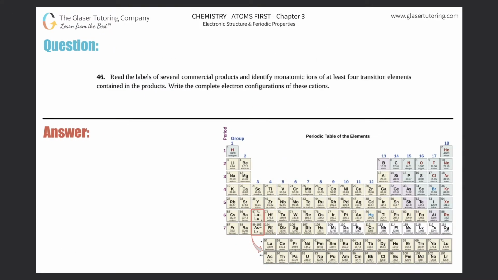Number 46. Read the labels of several commercial products and identify monoatomic ions of at least 4 transition elements contained in the products. Write the complete electron configuration of these cations.